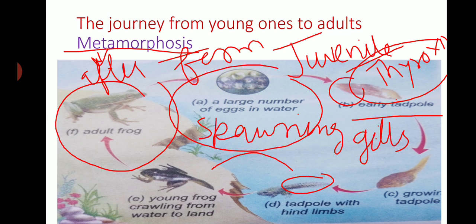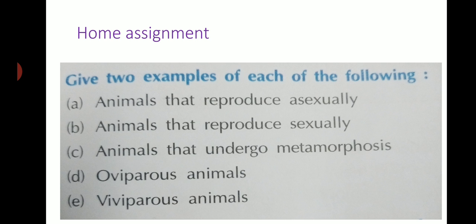So it's all about the journey from young ones to adult. There is a home assignment for you. You have to give 2 examples each of animals that reproduce asexually, animals that reproduce sexually, animals that undergo metamorphosis, an oviparous animal and a viviparous animal.